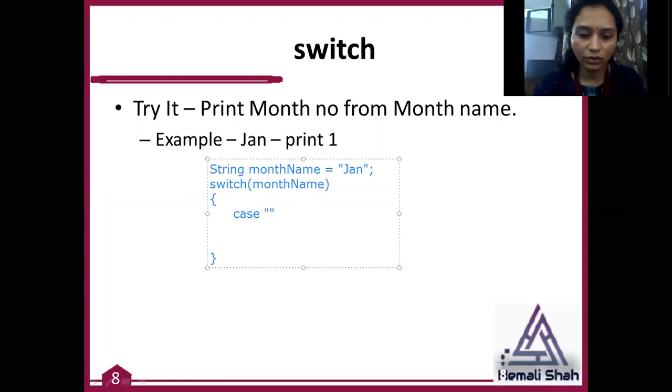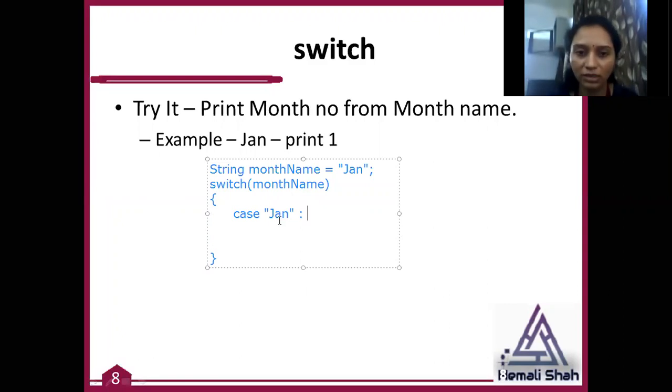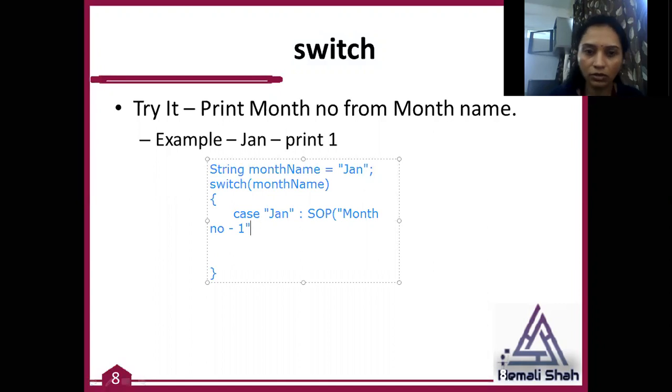In case you can use the string, and this is new in Java, case, then case with a constant value, this is the string constant, and what you want to print, System.out.println, you want to print month number is 1, right? In this way you can create multiple cases.